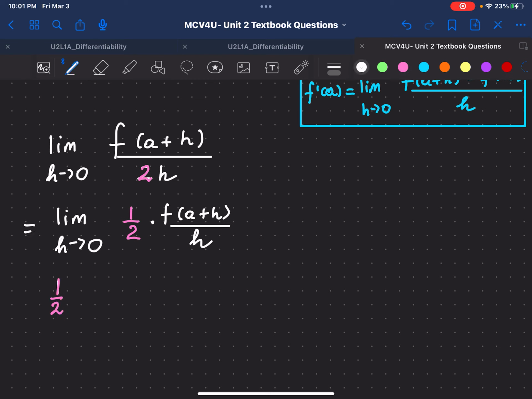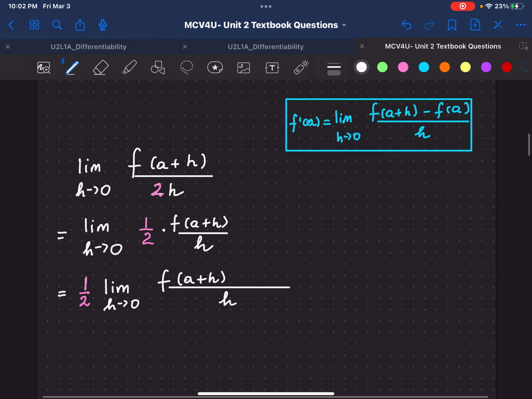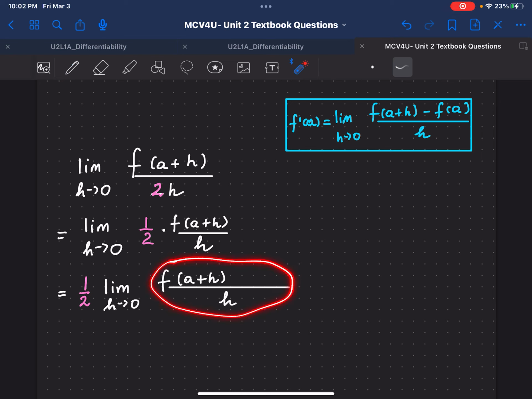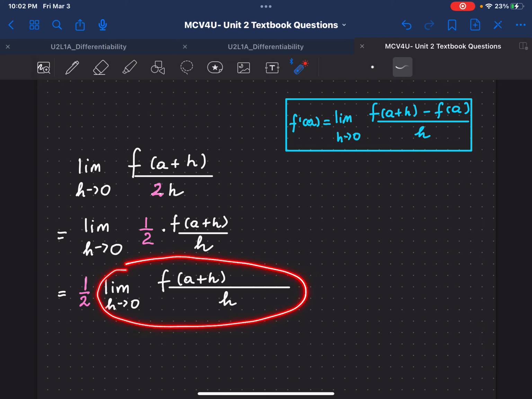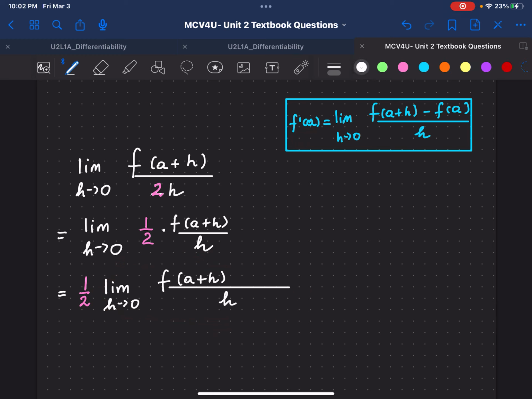Let's write our equal signs, nicely aligned. Limit as h approaches 0. And then inside the limit, we have f of a plus h divided by h. And now we're thinking, what are we missing in here so that we can actually make this look exactly like this formula? In order to make this look exactly like the derivative of a function, we're going to need to subtract an f of a. So we will do that.